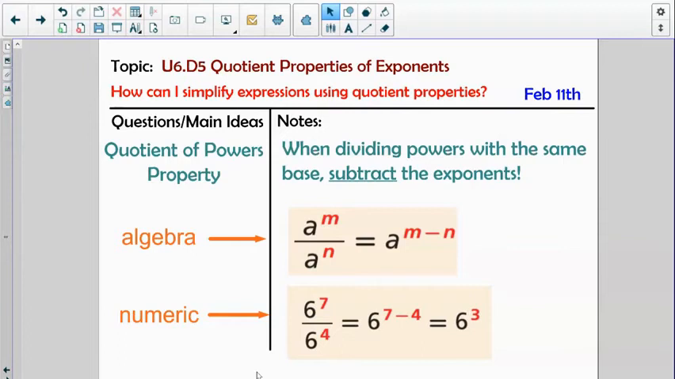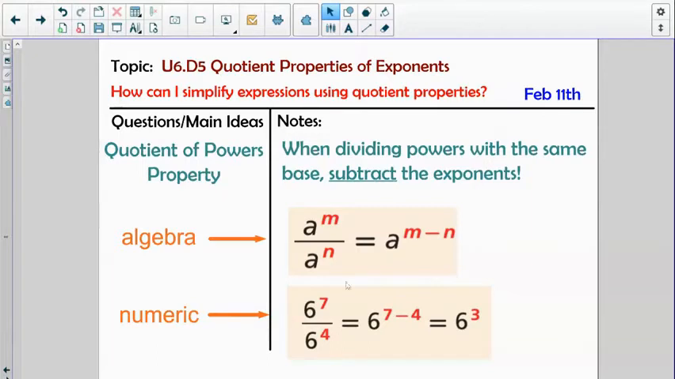Hi, today we're going to talk about the quotient properties of exponents. And our essential question is, how can I simplify expressions using quotient properties? So first one we're going to talk about is the quotient of powers property. That's when we are dividing powers with the same base, we actually subtract the exponent.